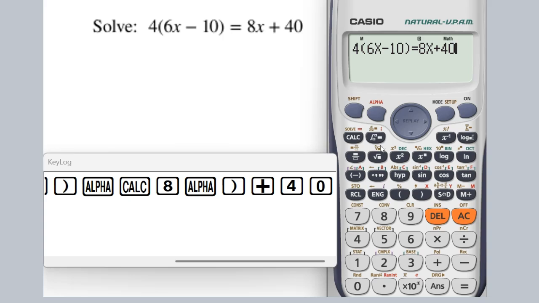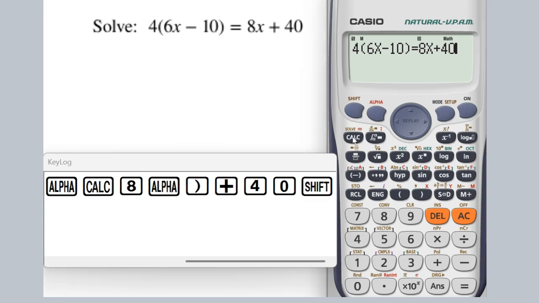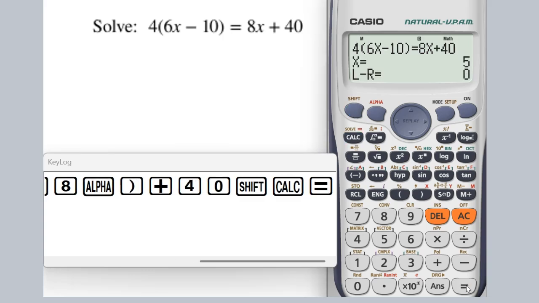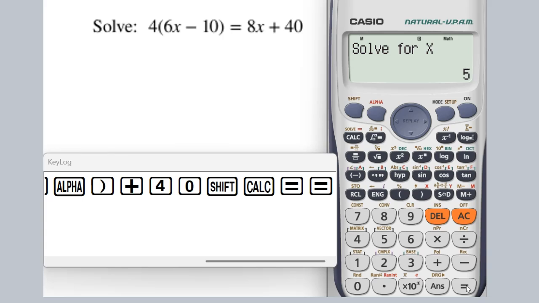We key in the equation and then we want to solve. So we're going to shift, solve, equal and equal. The answer is 5.